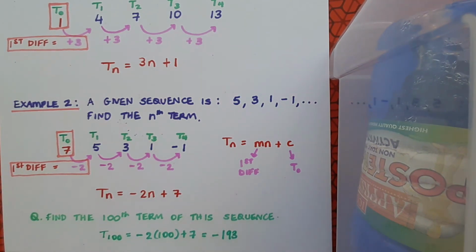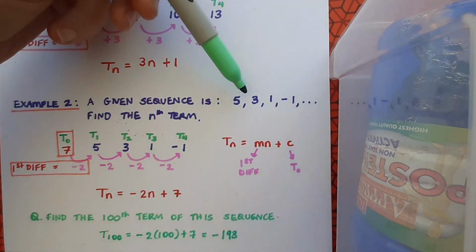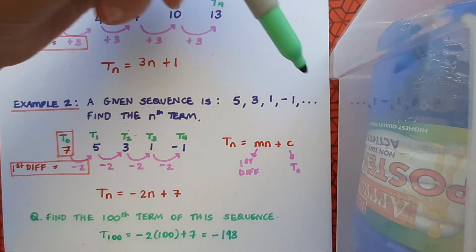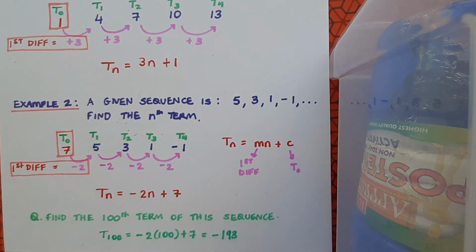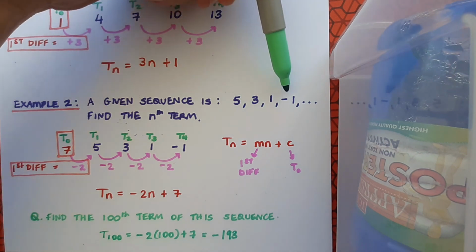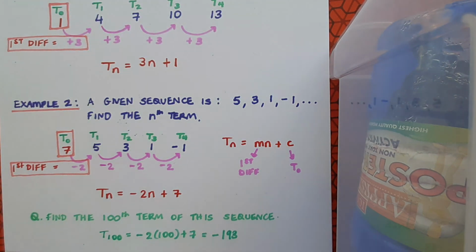Just a quick observation here. Notice that as I go through my sequence, my values are getting smaller and smaller. I'm getting down as far as minus 193 there by my 100th term. Also notice how the first difference is a negative value. So our sequence values are decreasing, sloping down if you like. It's almost like first difference is making them slope down. So first difference and slope are related. They're the rate at which the sequence is changing.